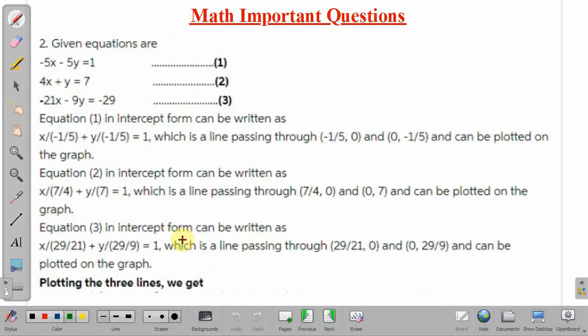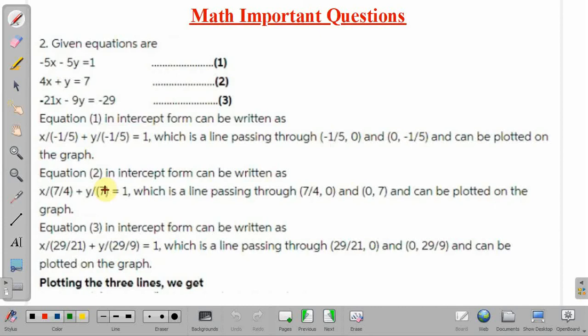So we will take the second part. In the second question, three linear equations are given: minus 5x minus 5y equal to 1, 4x plus y equal to 7, and minus 21x minus 9y equal to minus 29. Again writing equations 1, 2 and 3 in intercept form, we will get the points. So the points will be minus 1 by 5, 0, this is your x intercept, and the y intercept will be 0, minus 1 by 5. So the line can be plotted joining these 2 points.